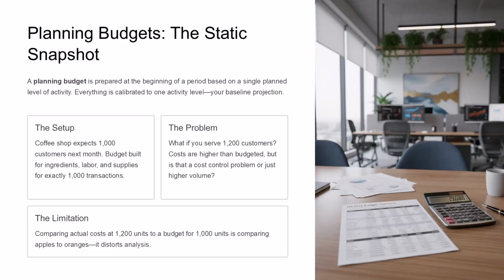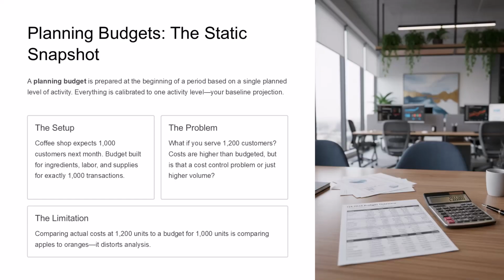Here's where it gets tricky. What happens when reality doesn't cooperate? What if you actually serve 1,200 customers instead of 1,000? On the surface, that looks like good news. You're busier, you're generating more revenue. But when you compare your actual costs to your original planning budget, things look messy. Your ingredient costs are higher than budgeted, your labor costs are higher, your supply costs are up.